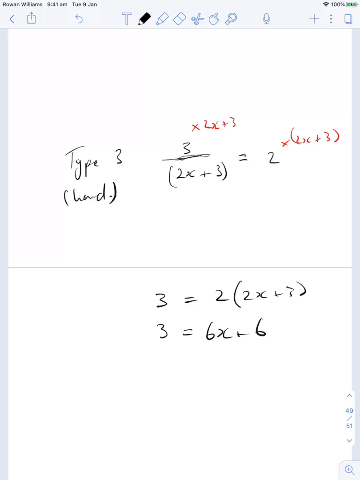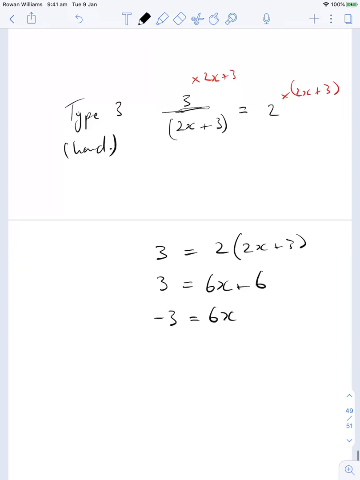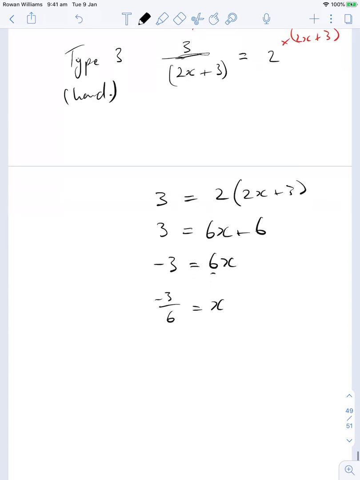I'm going to take the 6 across to the other side, so minusing that across will give me minus 3 equals 6x. I divide both sides by 6 now to get rid of this 6 term here, giving minus 3 over 6 equals x. Simplify my fraction, minus a half equals x.